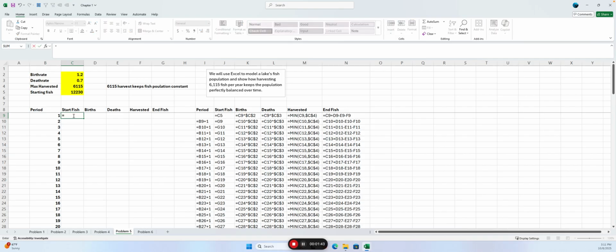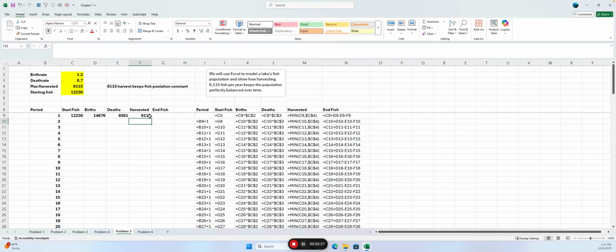Okay, so C9, we need to do starting fish. For births, all we do is take C9 times the birth rate in C2, make C2 absolute, hit enter. For deaths, we're taking C9 times the death rate in C3, make that absolute, enter. For harvested, we take the min, or the minimum, of C9 and C4. Make that absolute, hit enter.